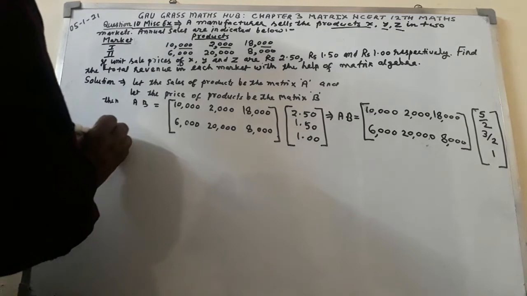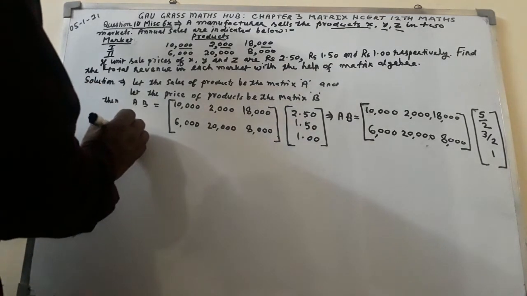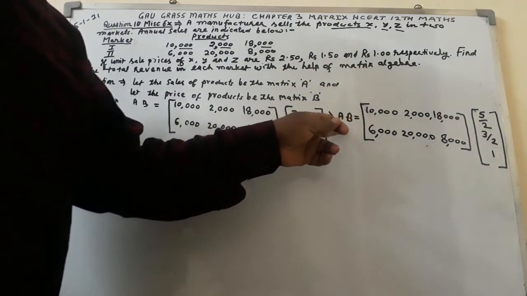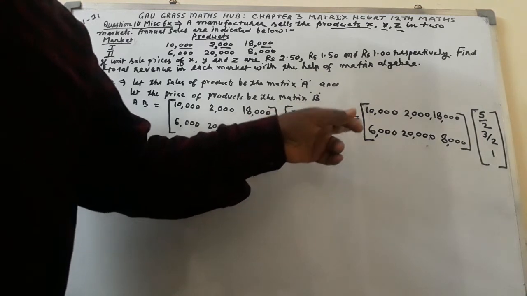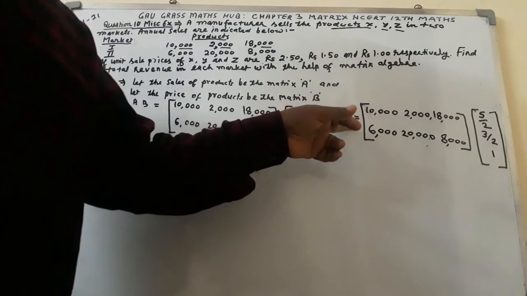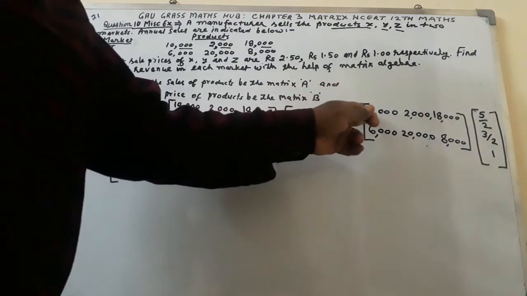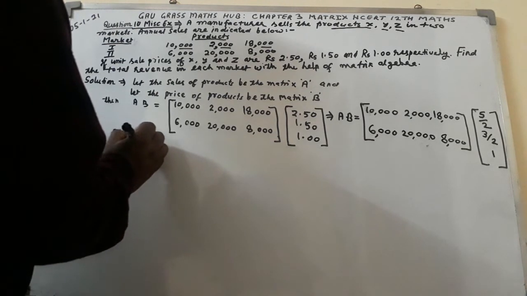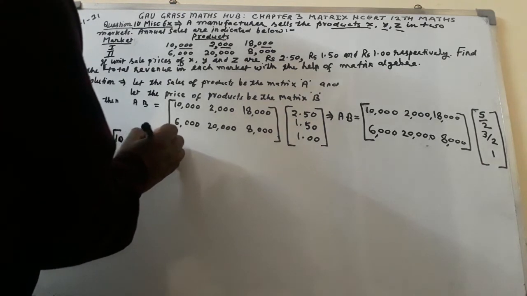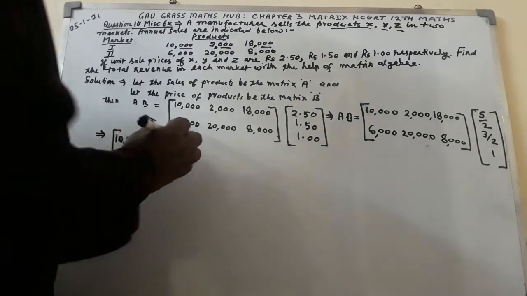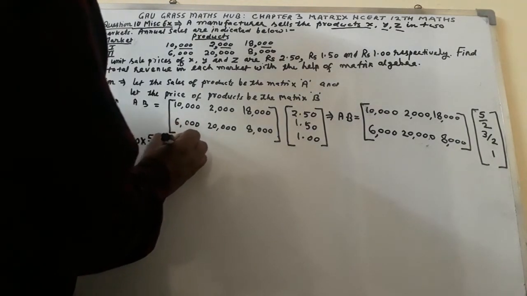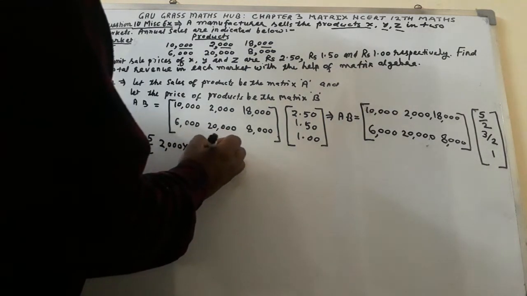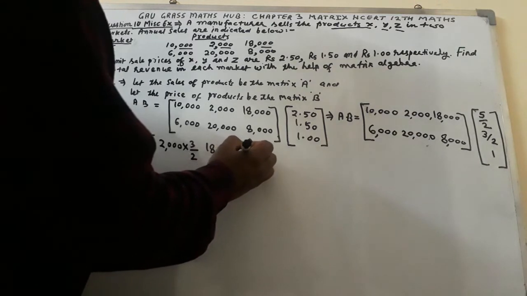So again I shall write here the product of the two matrices, matrix A and matrix B. What we will do here: 10,000 will multiply to 5 over 2, 2,000 will multiply to 3 over 2, and 18,000 will multiply to 1.